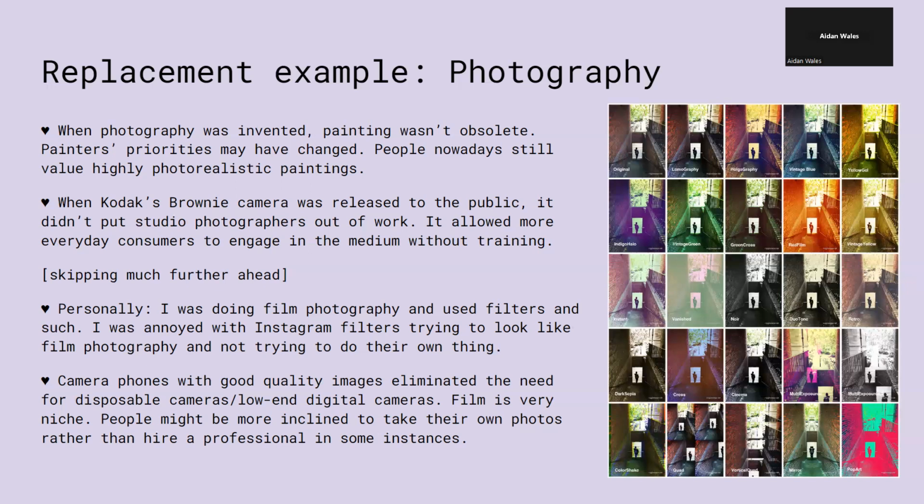When I talked about abstraction, there are people who are upset about abstraction. They think it takes no skill, meaning they probably highly value skill to make photorealistic paintings. Another example was Kodak's Brownie camera, which was the first commercially available portable camera that had 100 shots on it. It didn't put studio photographers out of business, right? People still used studio photography pretty regularly up until maybe the 90s, 2000s. Not so much anymore, right?